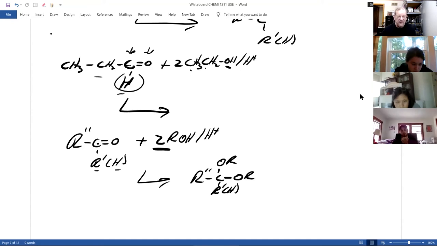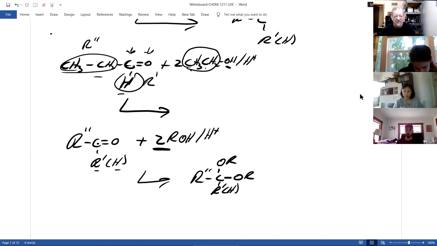So if we look up here, this is R prime. This is R double prime. You can reverse it, it doesn't matter, but I like to do it that way. And here's my R group. So I'm going to keep my eye on the carbonyl carbon, which becomes this carbon right here. And I'll draw that first.